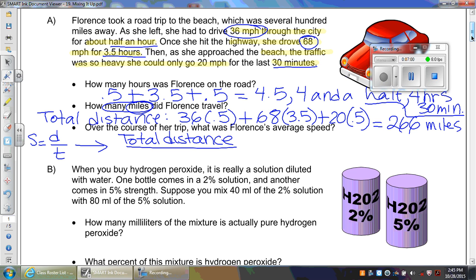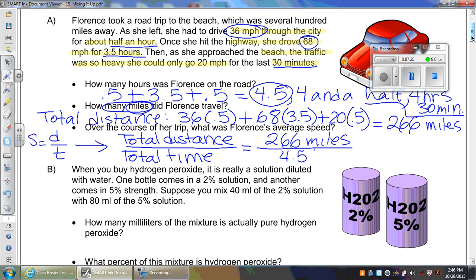And we're going to divide it by the total time that she spent on the road. So what was the total distance? 266 miles. And what was the total time? 4.5, right? Or let's go ahead and use 4.5. So if you guys could please divide that.